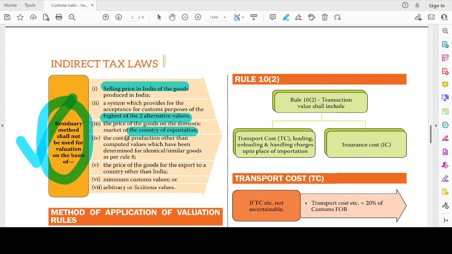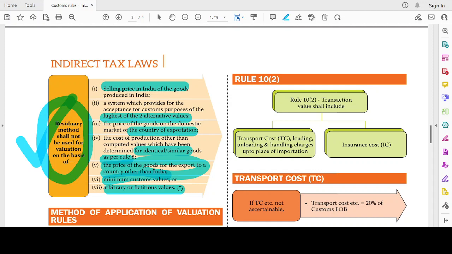Okay, then the cost of production other than the computed value which have been determined for identical or similar goods as per rule 8. The price of the goods for export to a country other than India. For a country other than India, I cannot determine the price with the customs rules as per my Indian customs rules, right? That is what is given. Minimum customs value and arbitrary or fictitious value. For notional values, I will not be able to determine with these rules.